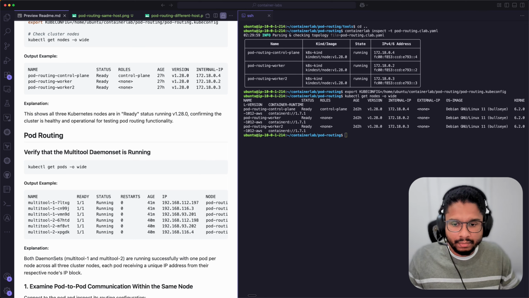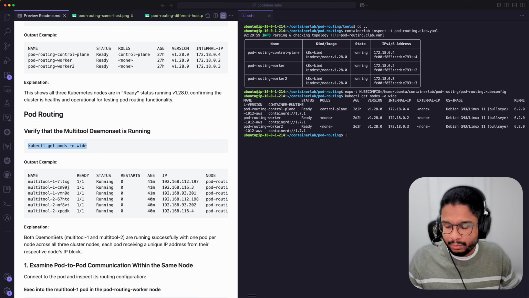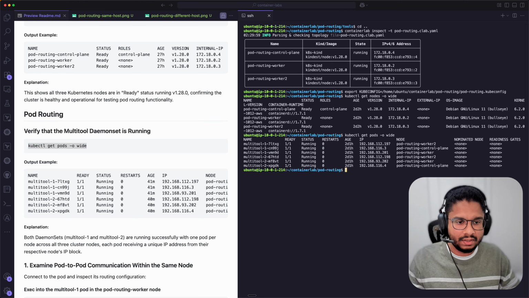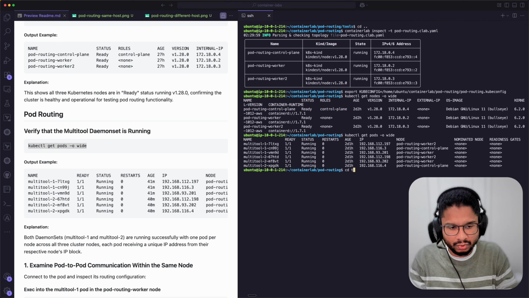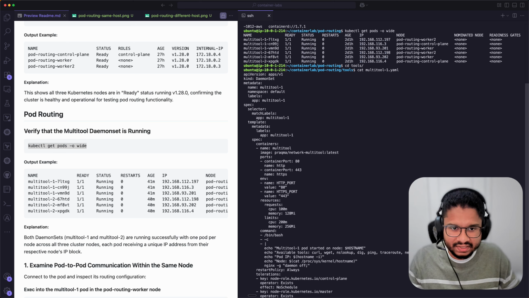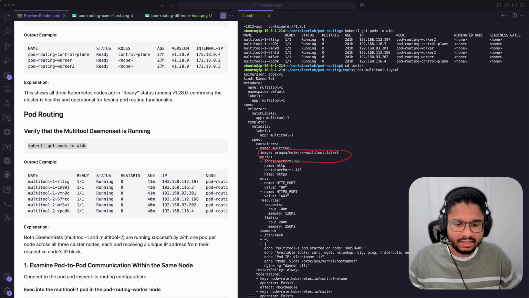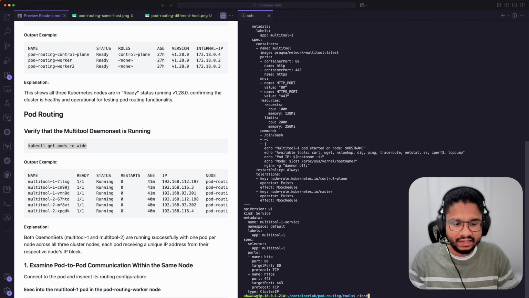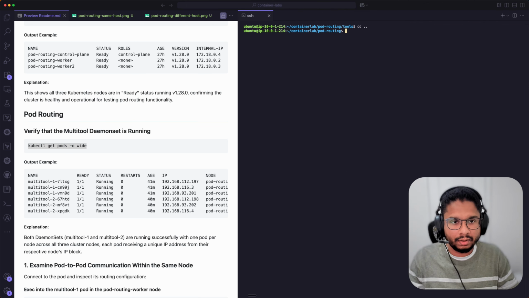Okay, so with that in mind, what we will do next is I'm going to do a kubectl get pods -o wide, and these are the daemon sets that we've deployed to this particular cluster. If you're interested in looking at the manifest, you could just go to the tools folder and do a cat. It's a very simple manifest for a multi-tool pod in this case, and these pods will help us validate the network configuration. Okay, so let's get that output one more time.